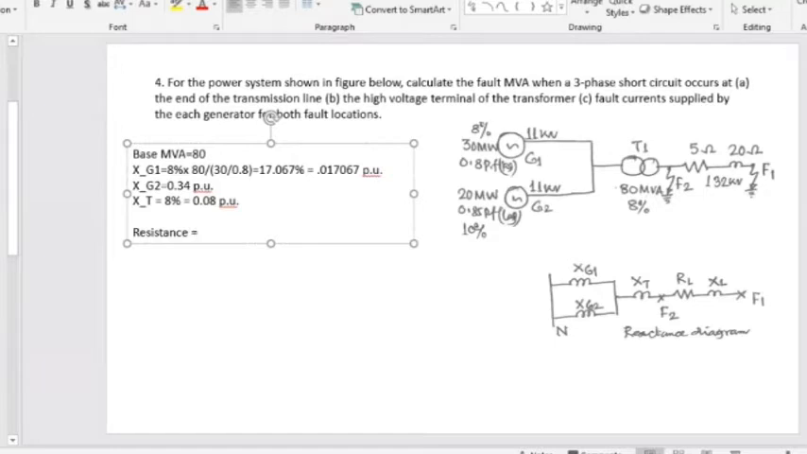Now we need to go to the resistance. Resistance in per unit: we have 5 ohm times MVA, which is 80, divided by kilovolt squared. So 132 is the kilovolt, and you put the square of it and calculate the value. Similarly, the reactance is 20 ohm times the MVA divided by kilovolt squared. So you calculate these two values and tell me what they will be.